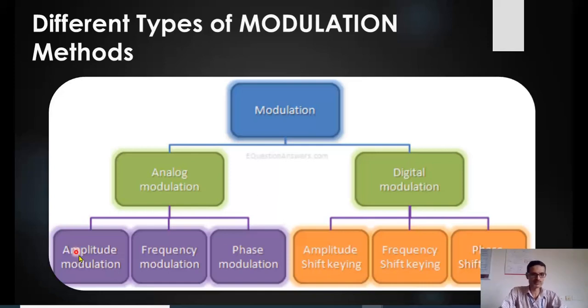That means we are changing the amplitude of the carrier signal proportional to the amplitude of the message signal. It is called amplitude modulation. We are changing the frequency of the carrier signal proportional to the variation happening in the amplitude of the message signal. It is called frequency modulation.